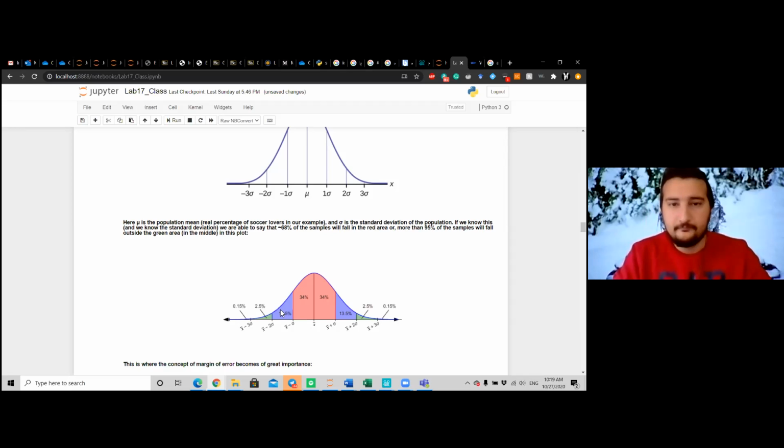So, do we have any other questions about these two plots, normal distributions and the number of samples that we can capture?